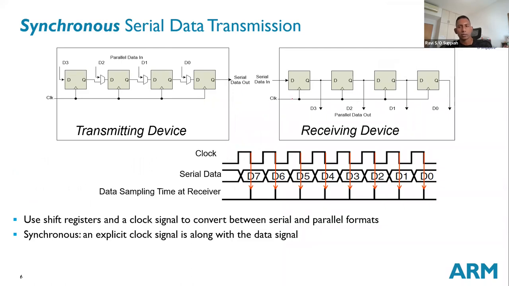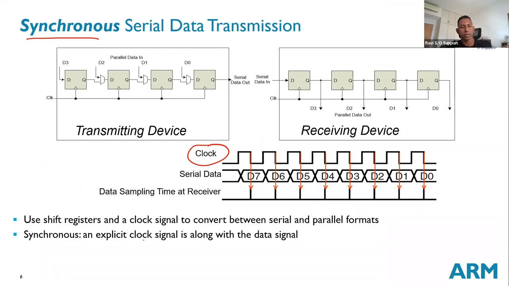And of course, the more efficient one was the serial data transmission. So in serial data transmission, there are two types. One is synchronous, one is asynchronous. So the main difference is the clock. Do I send the clock or do I generate my own clock?